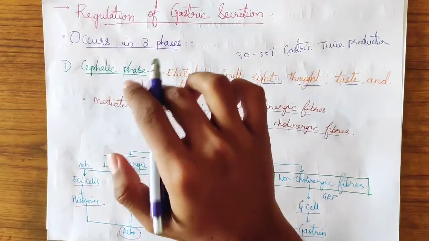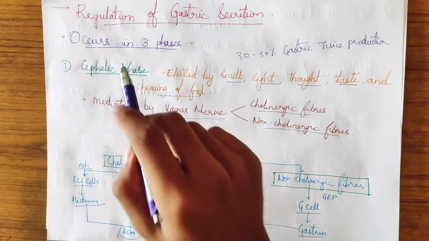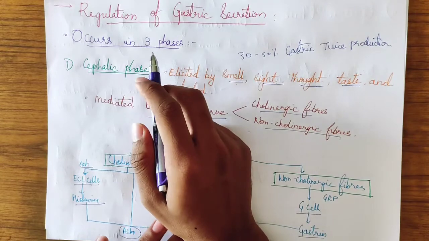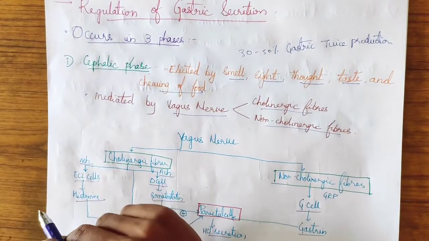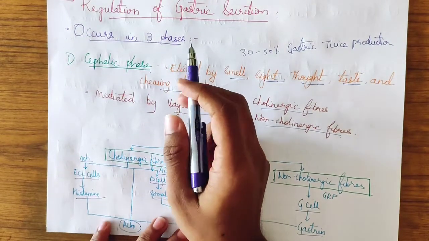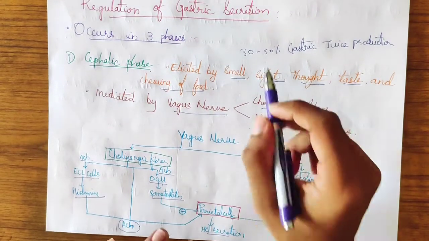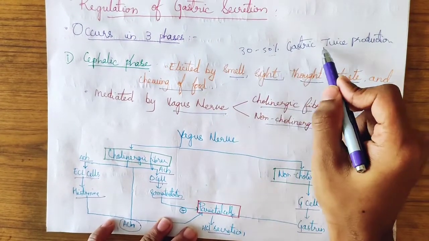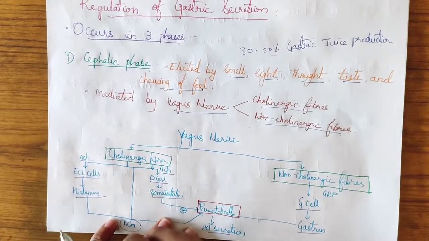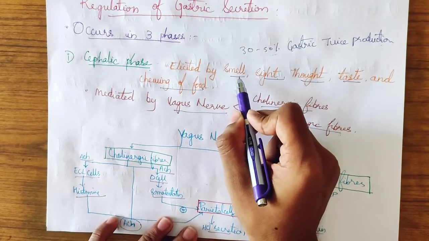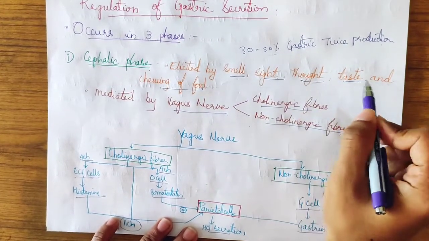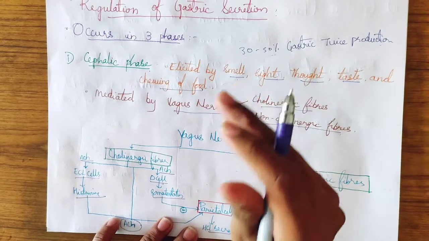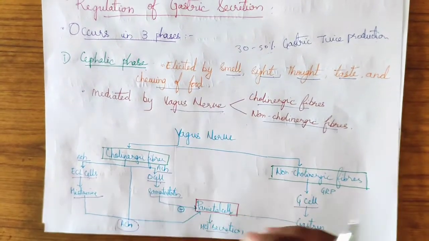Now let's talk about the regulation of the gastric secretion. It occurs in three phases: the cephalic phase, the gastric phase, and the intestinal phase. The cephalic phase mainly involves the activities in the brain. Almost 30 to 50% of the gastric juice production occurs in this phase. It is elicited mainly by the smell, sight, thought, taste, and the chewing of the food. So these are the sensory stimuli for the activation of the cephalic phase.